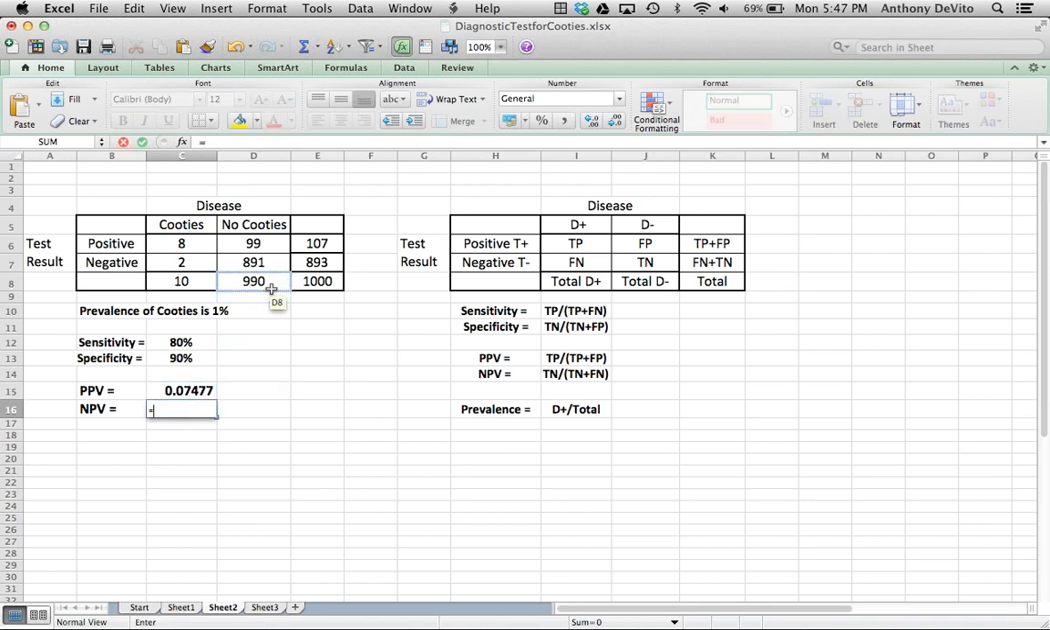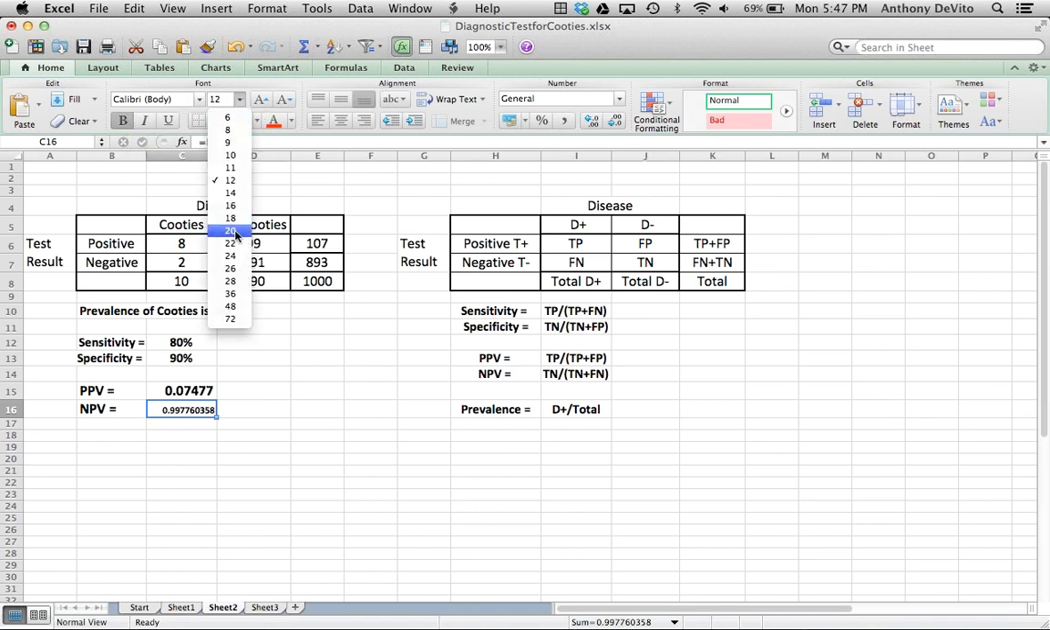Okay, how about negative predictive value? Let's take a look at that. How many people tested negative? That many out of 893. Well, 99 point, almost 100%, right? That's pretty good. Pretty good at screening out people that don't have the disease. But I see a problem here, and that problem is that our positive predictive value is only 7%.